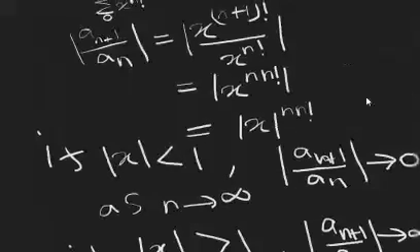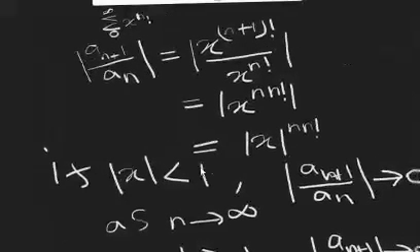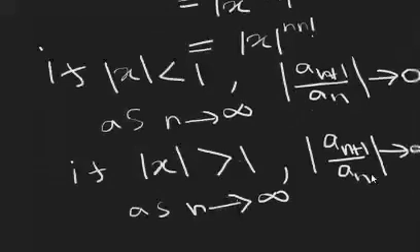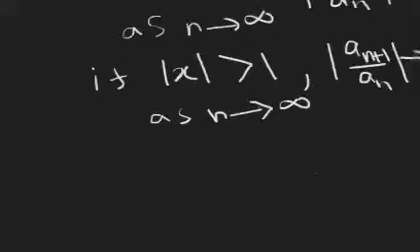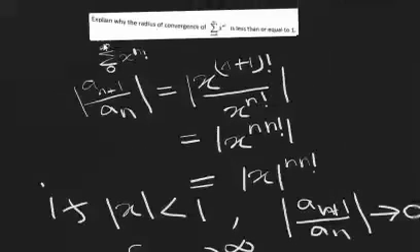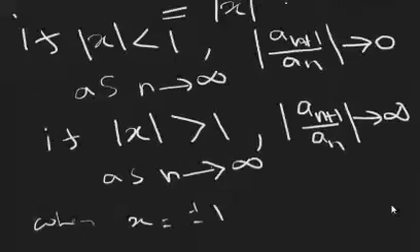And what about x equals 1 and x equals minus 1? Clearly, when x equals plus or minus 1, definitely the series is divergent. That series is divergent.